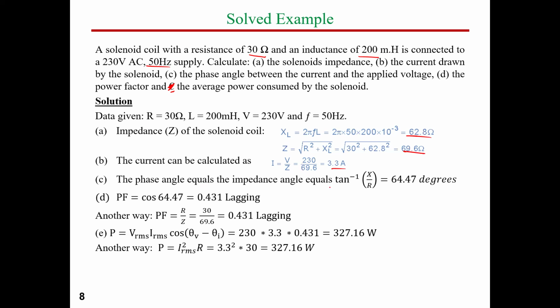The phase angle, you can get it actually from the X/R ratio. So tan inverse X divided by R. So the angle is 64.7, and the power factor would be cosine of this angle. So the power factor is 0.431 lagging. I'm answering this very quickly because this is a very simple AC question you already learned in AC circuits. Another way to calculate the power factor, guys, is the absolute value R divided by the absolute value of Z. So 30 divided by 69.6, so it will give you the same value. And it's lagging. Why is it lagging again? Because this is an inductive load.